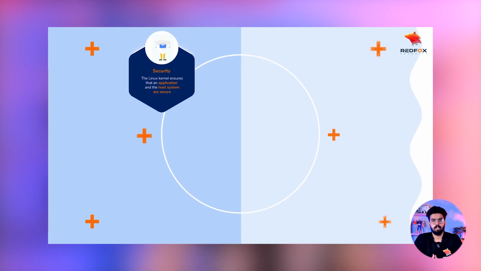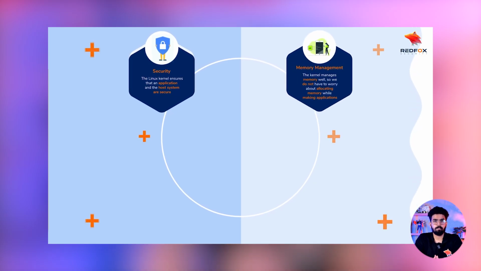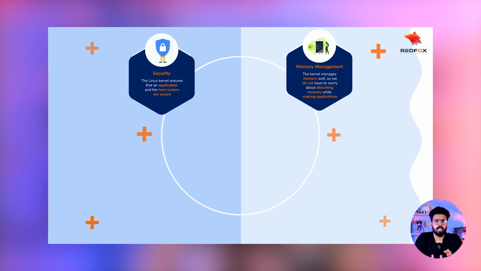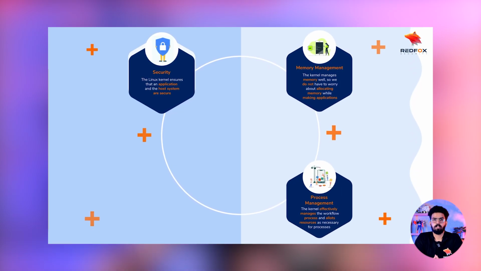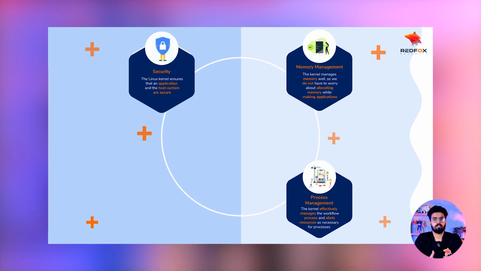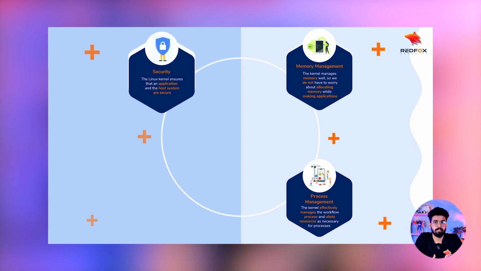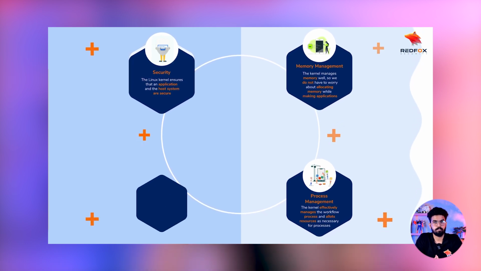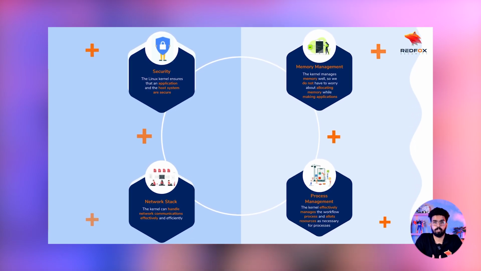The following are some of the main characteristics of the Linux kernel. Security. The Linux kernel ensures that an application and the host system are secure. Memory management. The kernel manages memory well, so we do not have to worry about allocating memory while making applications. Process management. The kernel effectively manages the workflow or the process and allots resources as necessary for processes. The kernel can handle network communications effectively and efficiently.